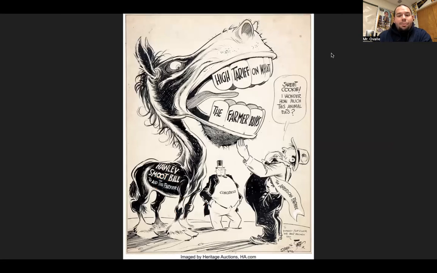High tariff on what the farmers buy. Sweet cookie, I wonder how much this animal eats.